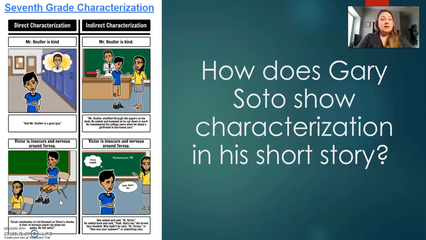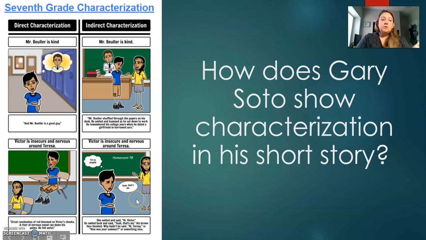Another example is that Victor is insecure and nervous around Teresa. So the author shows direct and indirect characterization. So direct is saying, great rose bushes of red bloomed on Victor's cheeks. A river of nervous sweat ran down his palms, and he felt awful. So this is the author telling you what Victor looked like and how he felt, okay, and that he was sweaty, right? So these are all things that you're getting a picture in your mind.